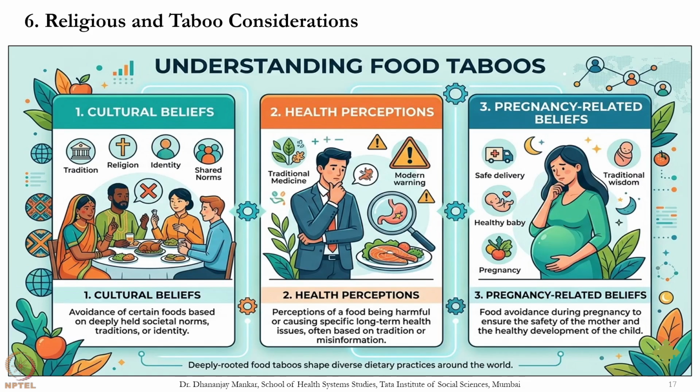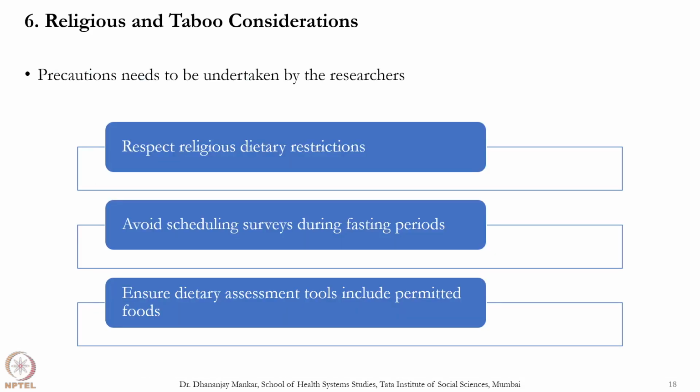Or sometimes certain foods are avoided. For example, in India, it is particularly seen that if you are eating more papaya, it may give more heat actually, and that can be a reason for abortion, which is a deeply rooted food taboo, and there are different practices across the world which are giving this understanding.